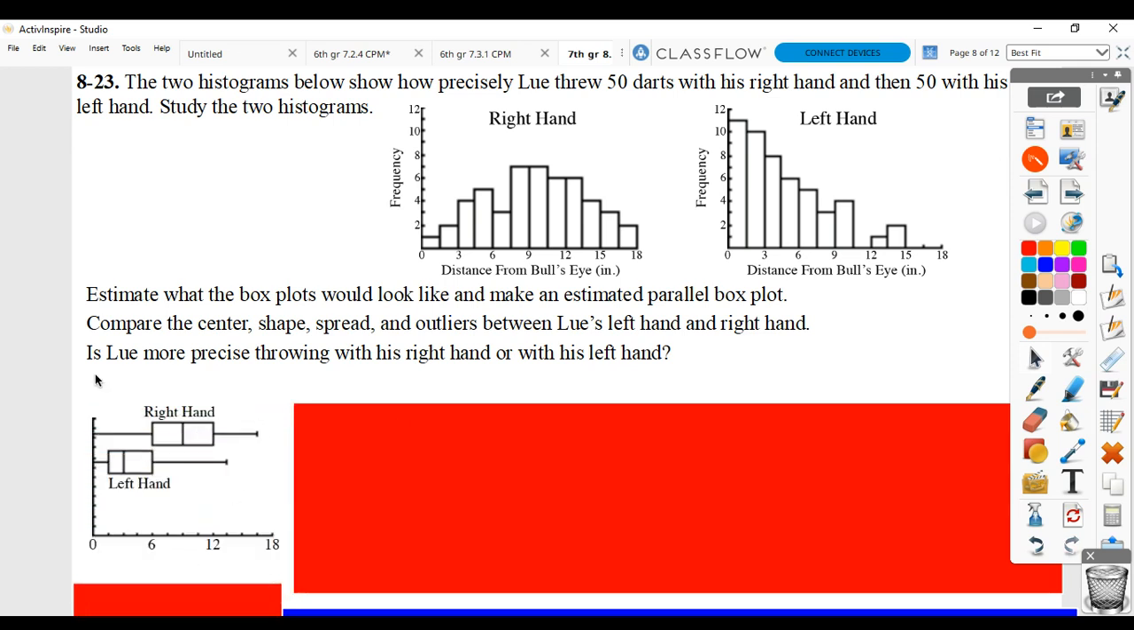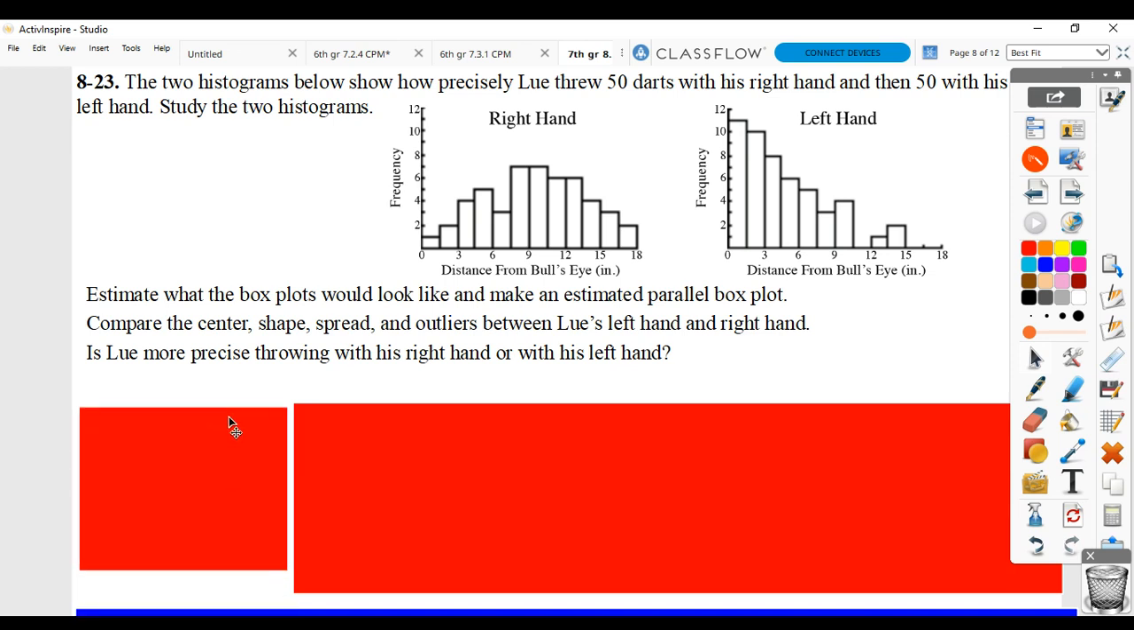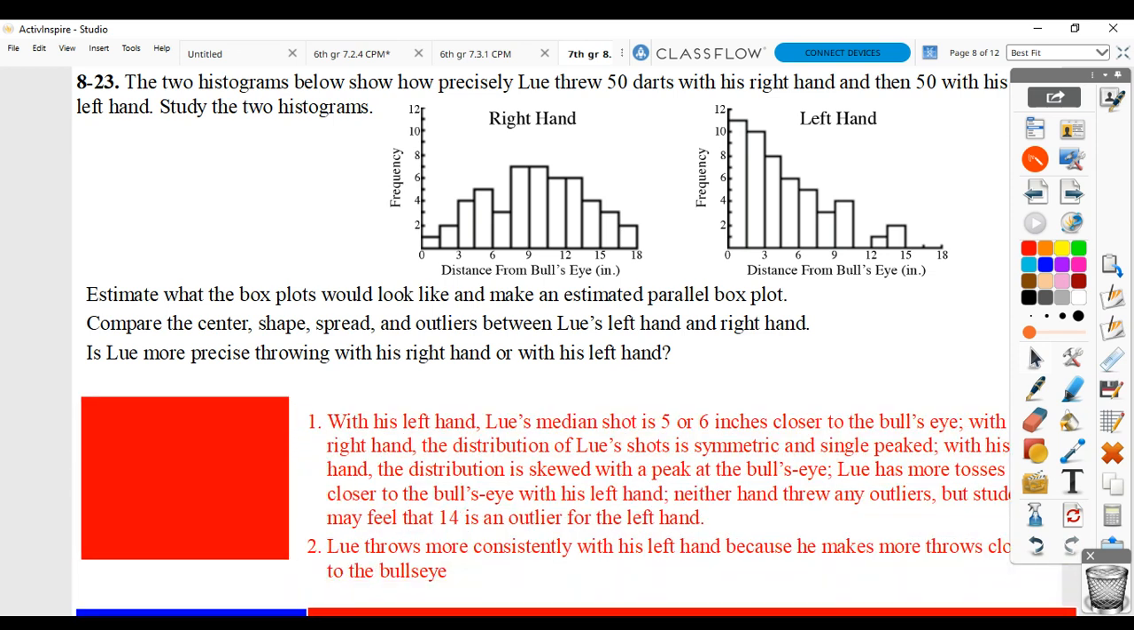So again, this part is extra credit. You would need to explain how you made that estimated parallel box plot. That part is extra credit. You do not have to do that. What you do want to represent is these other answers.